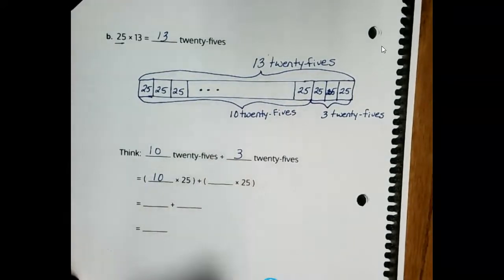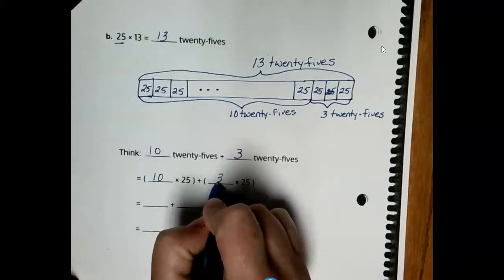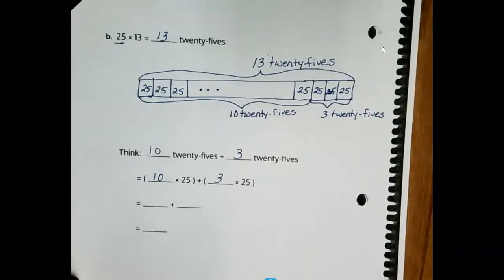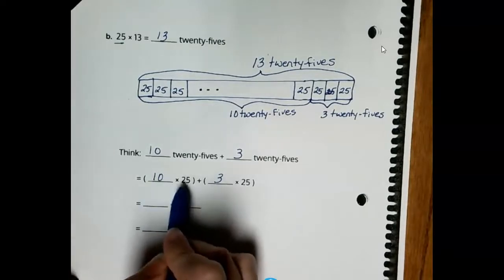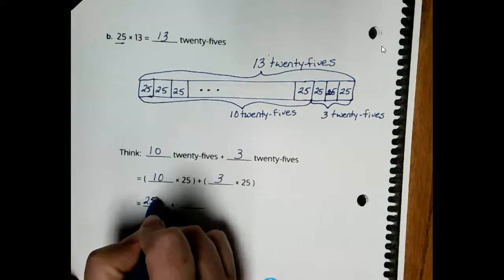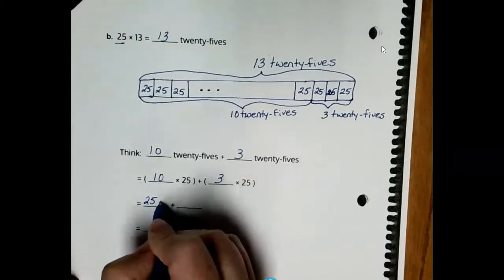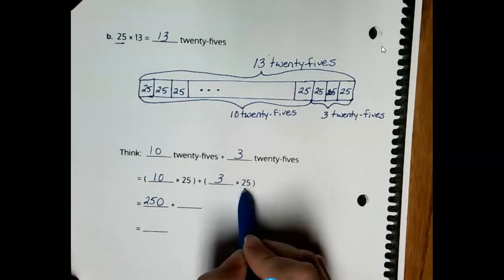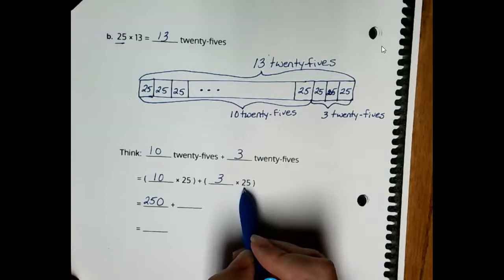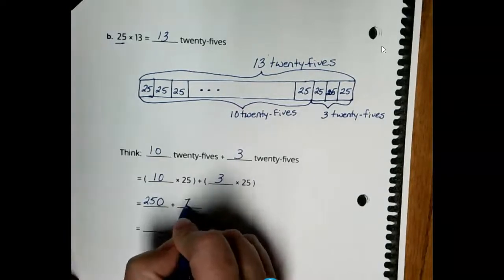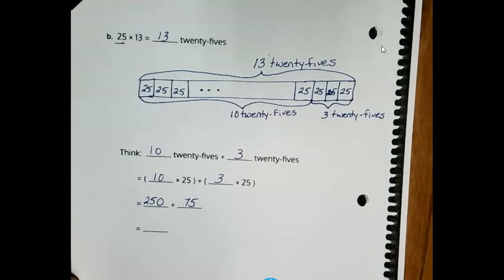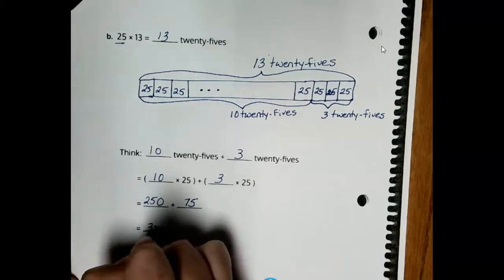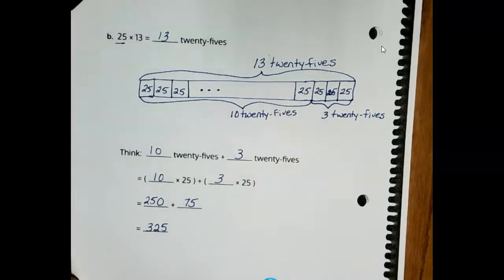10 times 25 plus 3 times 25. 10 times 25: 1 times 25 is 25. There's 1 zero, so I'm going to add 1 zero. 3 times 25: if I think of this as quarters, if I have 3 quarters, I have 75 cents. And then I can add those together. 250 plus 75 is 325. How did you do? I hope this helps.